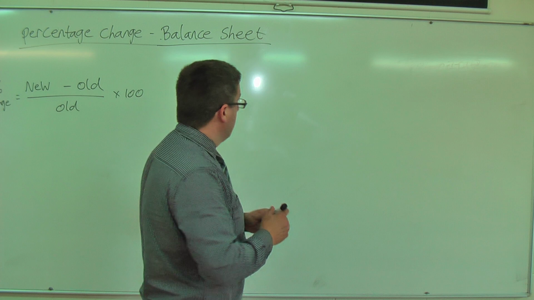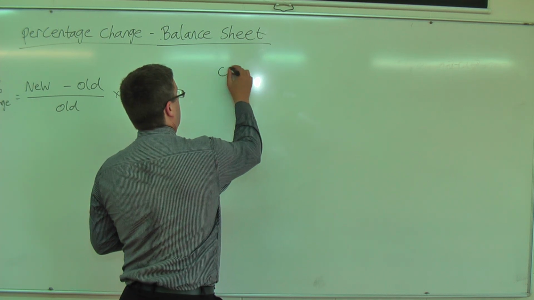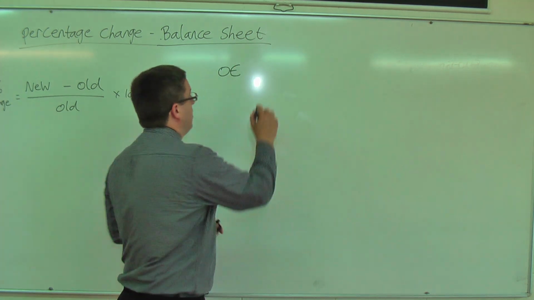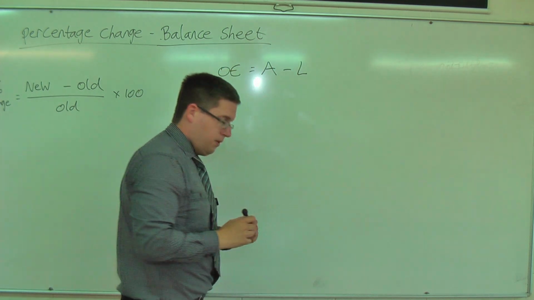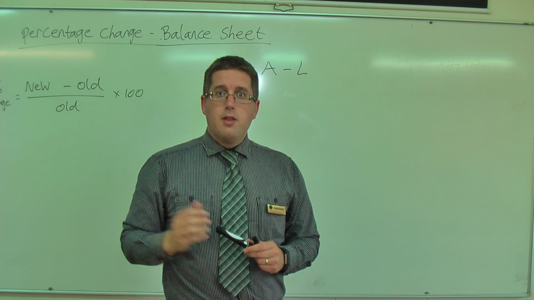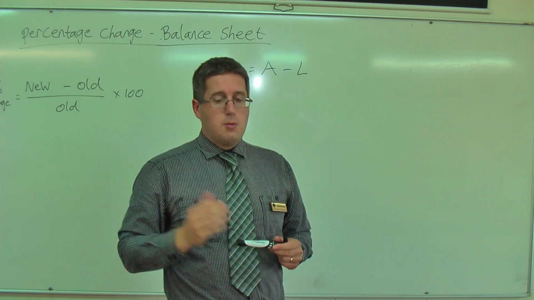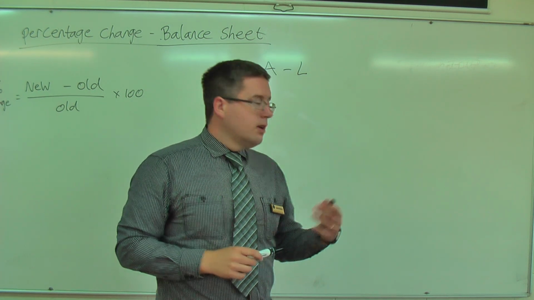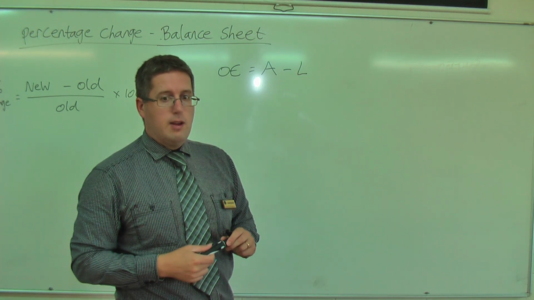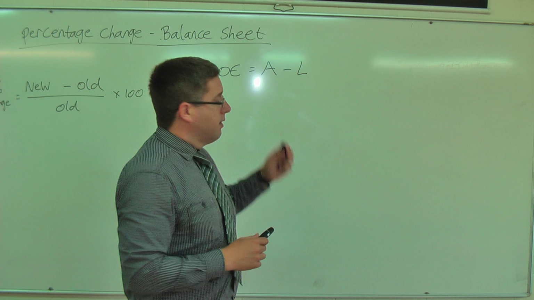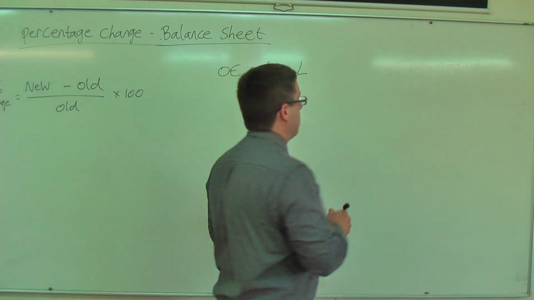So we will be using owner's equity, and then assets and liabilities. These are the other 3 elements. The income statement has revenue and expenses. This is using owner's equity, assets and liabilities. And that's actually the layout of a balance sheet.